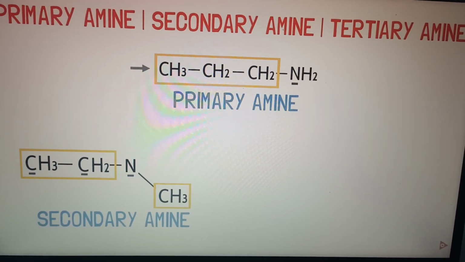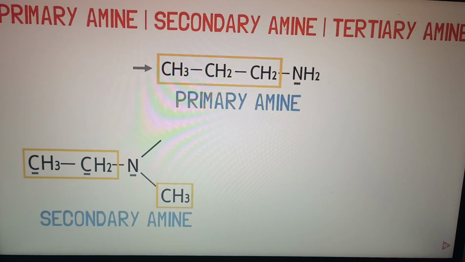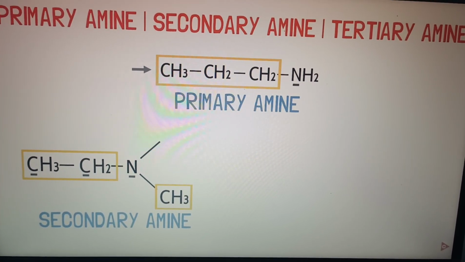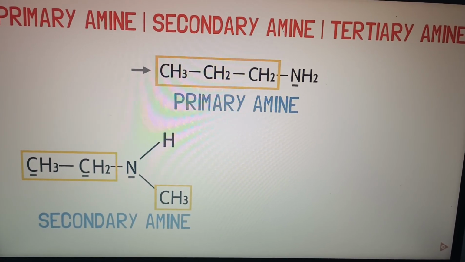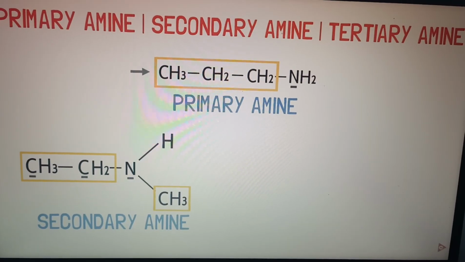So now the turn is for nitrogen. Nitrogen will form three bonds. The one bond is with hydrogen. So it will complete the secondary amine. So the primary amine and secondary amine are done.